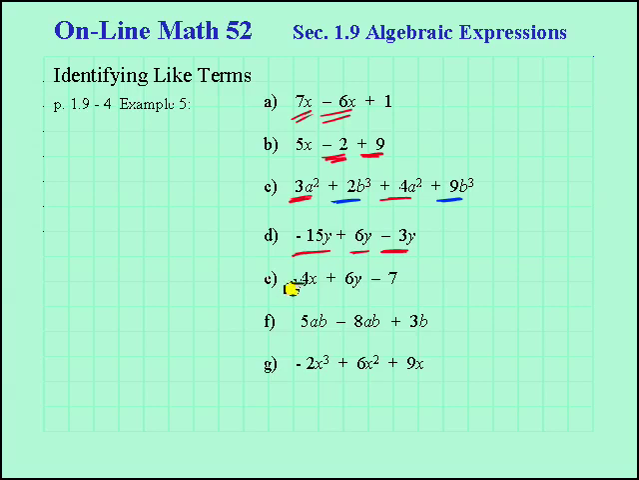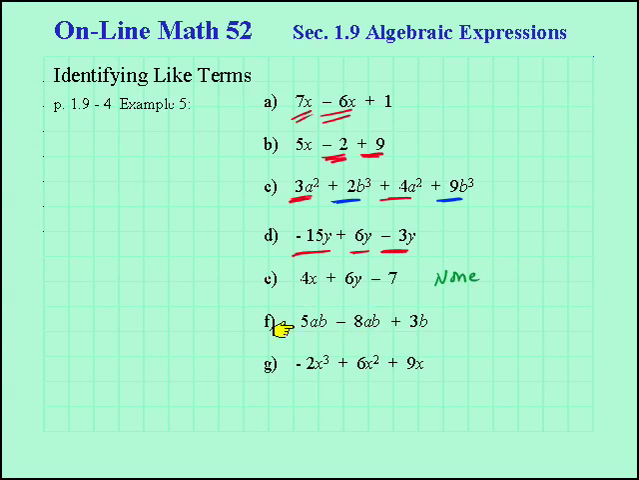In this next one, there are no like terms. 4x and 6y and 7, the constant, negative 7 actually. Nothing, because the variable clusters are all different, or this one doesn't have any at all. By the way, we can say here none. None of the terms are like terms. Or just no like terms.